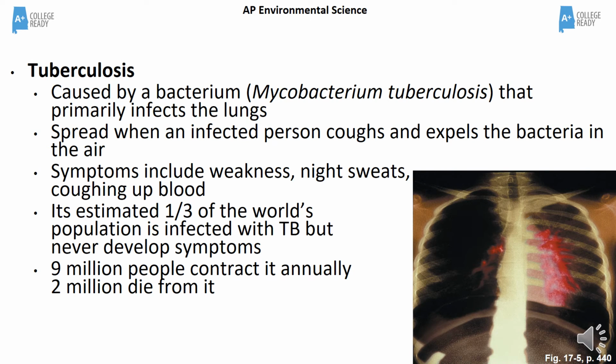Tuberculosis is caused by a bacterium, Mycobacterium tuberculosis, that primarily infects the lungs. It's spread when an infected person coughs and expels the bacteria in the air. Symptoms include weakness, night sweats, and coughing up blood. It's estimated a third of the world's population is infected with TB but never develops symptoms. 9 million people contract it annually and 2 million die from it.